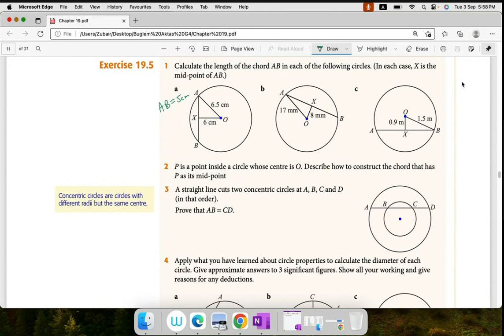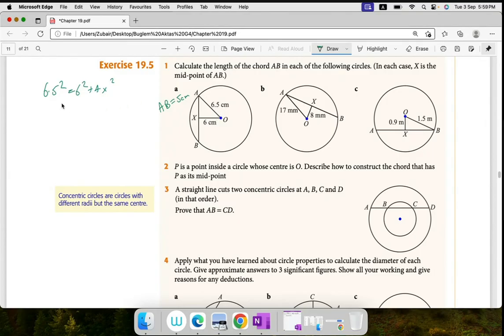I'm getting the answer higher than that. Can you show me how you did it? Yes, I'm looking at AX only. So 6.5 square is equal to 6 square plus AX square. Now this goes on the other side and gets subtracted.